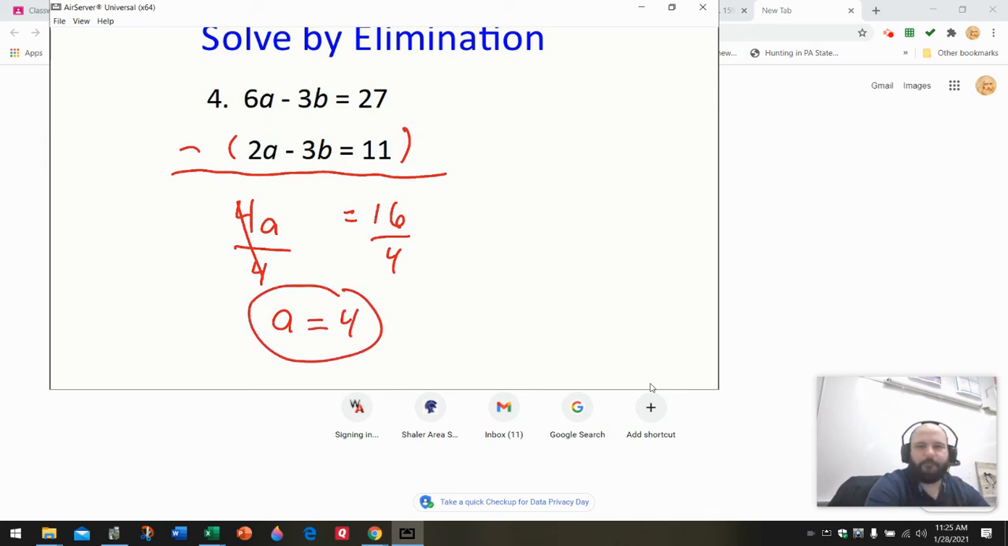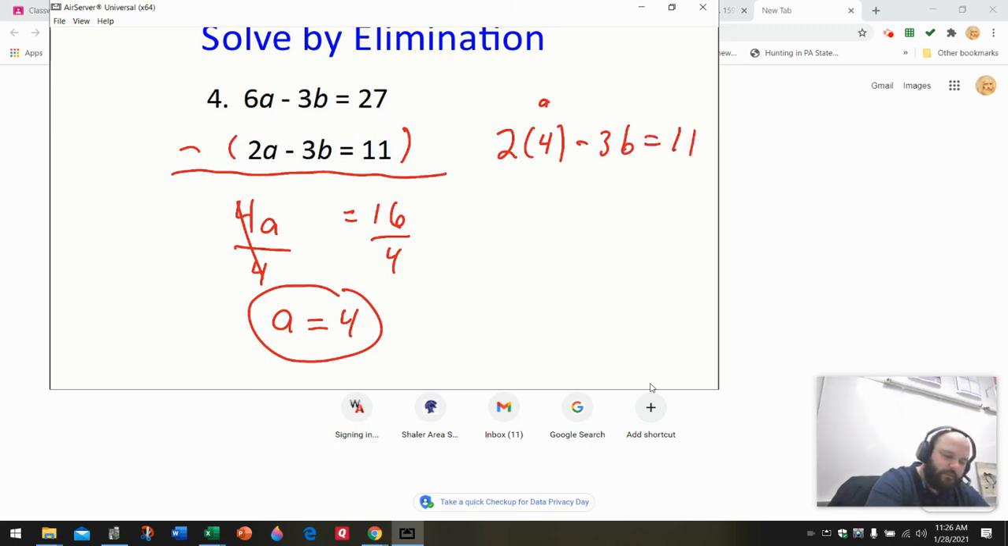We have our answer. Okay, so what I want you to see is if the numbers are exactly the same with the same sign, you should subtract them. If they're opposites like they were in the previous video, then you can just add the two equations together. Now, once we have the a equals 4, we're going to go back and we're going to substitute that in. Let's use the second one. So 2, and then the a, 2 times a is 4, minus 3b equals 11.